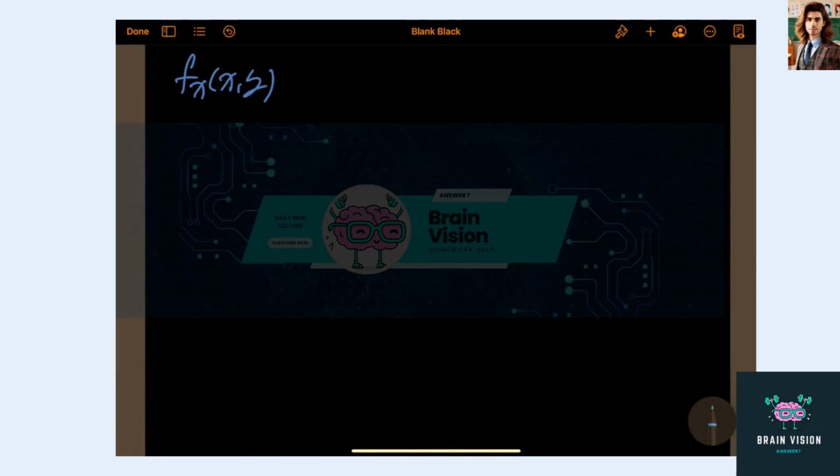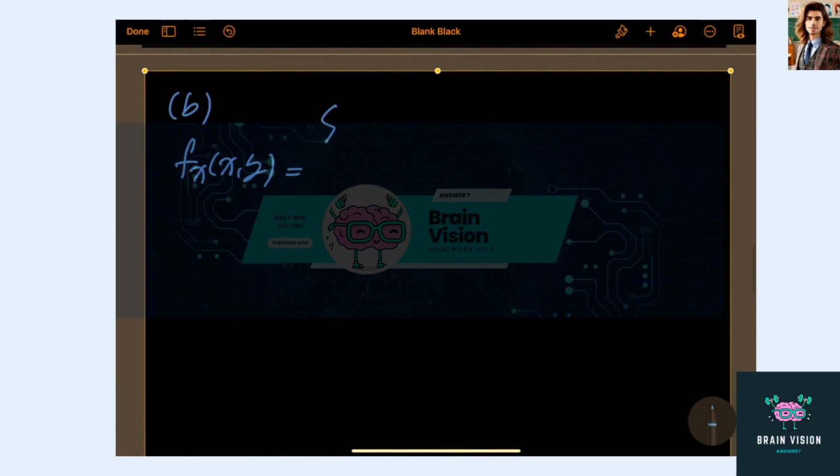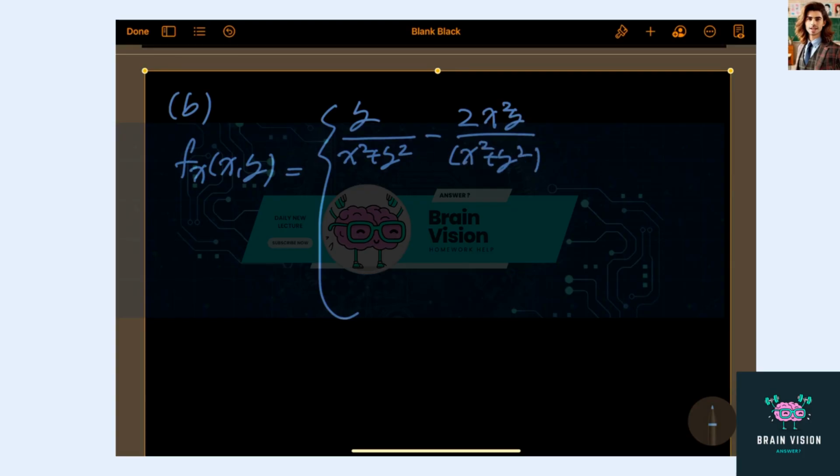So f sub x of xy is equal to, taking the partial derivative with respect to x of the upper function, y over x squared plus y squared minus 2 times x squared y over x squared plus y squared, when xy is not equal to 0, 0, and 0 when xy is equal to 0, 0.